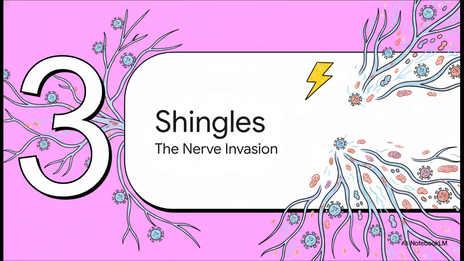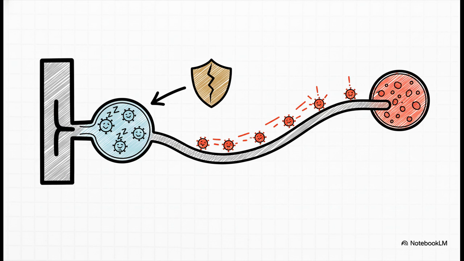But remember, that virus isn't gone. It's just hiding. Years or even decades later, it can wake up. And this reactivation isn't just chickenpox part 2. It is a completely different disease called shingles or herpes zoster. So how does this happen? Well, it goes right back to that latency we talked about. Think of the virus as a sleeper agent. When your immune system gets a little weaker, maybe from age, stress, or another illness, the dormant virus reactivates in that nerve ganglion and travels right back down the nerve to the patch of skin that nerve is connected to.